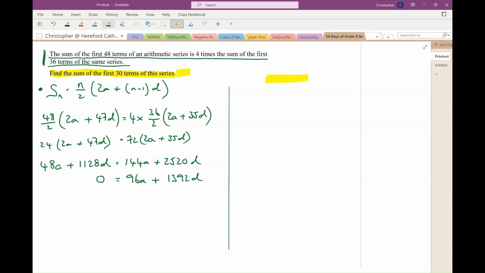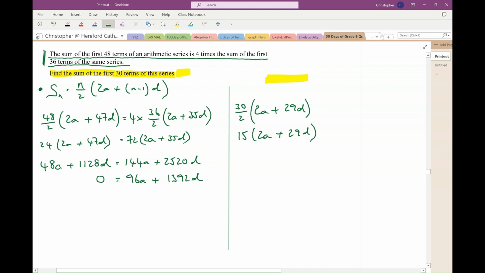The sum of the first 30 terms, let's get an expression for that, shall we? That's going to be 30 over 2 times 2A plus 29D. Agreed? So that is 15 times 2A plus 29D. I'm going to leave it like that at the moment, although there's no reason why you shouldn't multiply it out. But I'm going to leave it as it is.